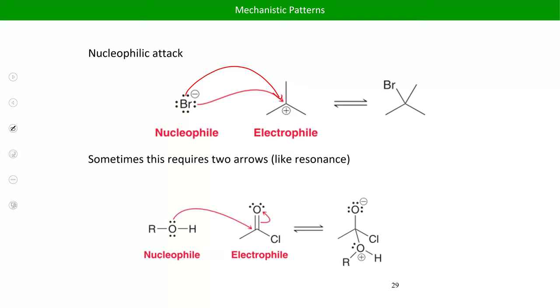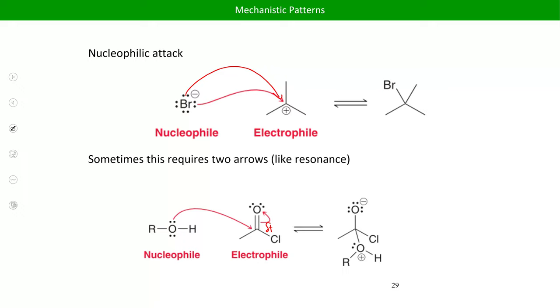Sometimes you have to have two arrows on a nucleophilic attack because we can't have 10 electrons around a carbon. So if you've got a nucleophile, something with a lone pair, and something with a partial positive, this lone pair, this partial negative, is going to be attracted to the partial positive, but you need to make room for it. So sometimes that means you have to draw another arrow moving a pair of electrons.